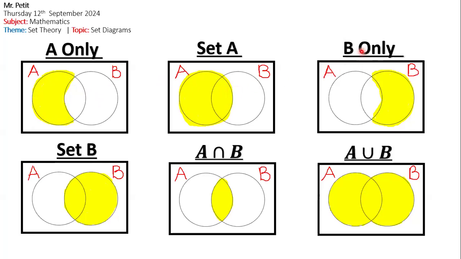Now, if I say B only, I only want B, do not include the intersection. But if I say set B, I want all of B, including the intersection. Like how you have it with the topic, set diagrams. Yeah, these are set diagrams. We're just shading them in. Yes, sir. All right, I understand.